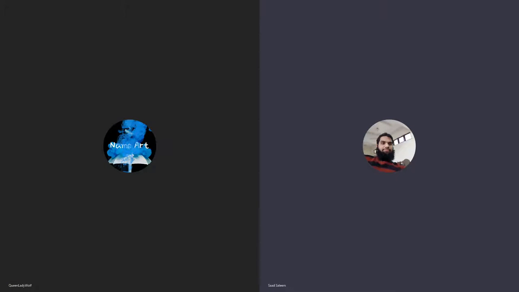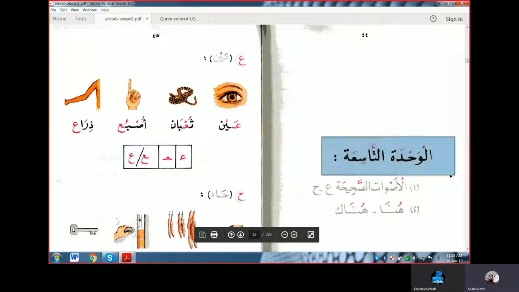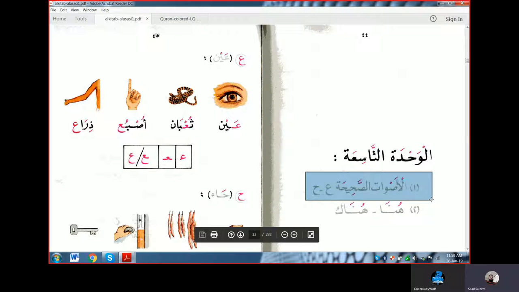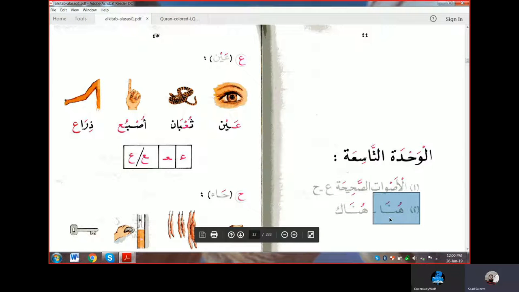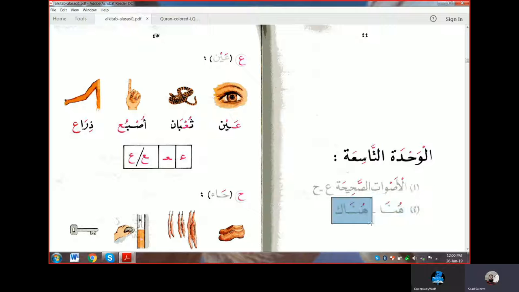The main book, page number 32 on the PDF, Arabic language, ninth unit: consonant sounds, ain and ha. You learn about these two alphabets in this unit. Huna means here. And hunaka means there. So the first alphabet is ain.